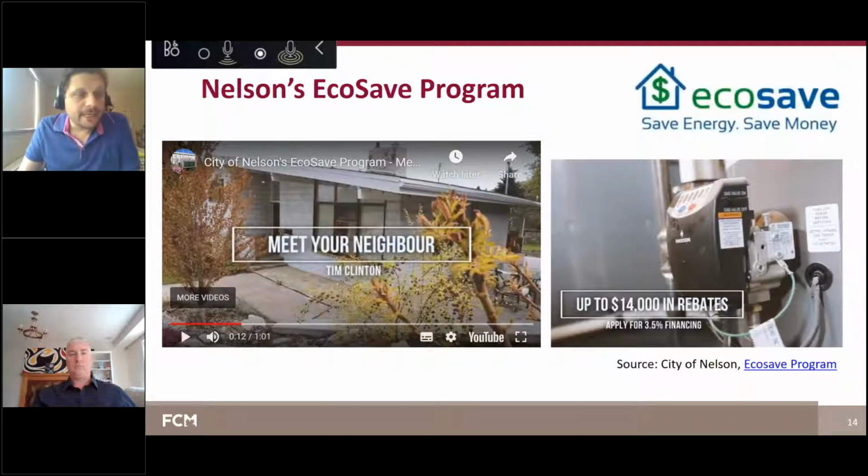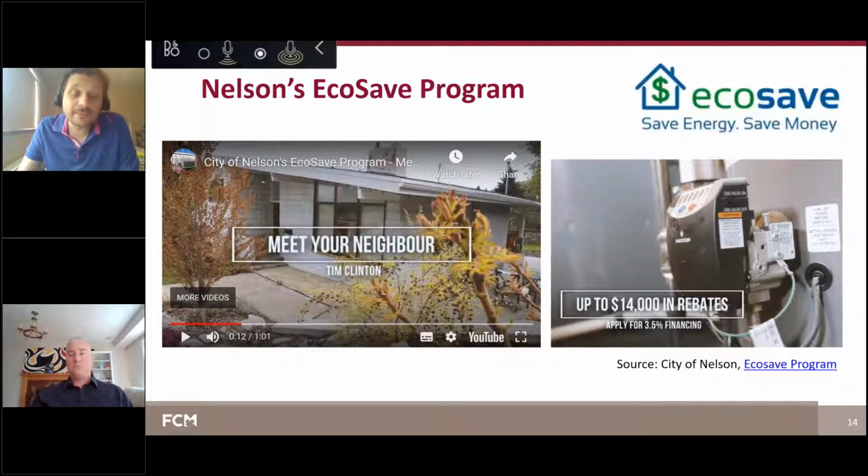Next example is Nelson's EcoSave program. Nelson designed a simplified process to help residents determine what energy efficiency upgrades can be done to reduce energy consumption and lower greenhouse gas emissions in their homes and businesses, and to access current rebate offers. EcoSave is available to homeowners and businesses in the Nelson Hydro service area. Participants receive a rebate for home energy evaluations and customized retrofit plans from a certified energy advisor.